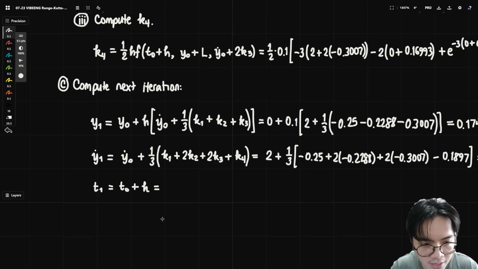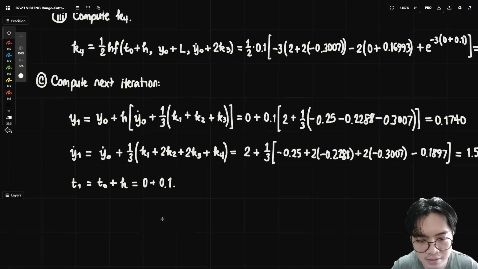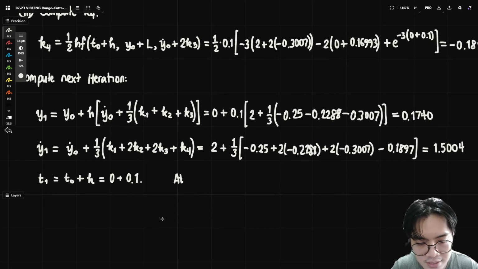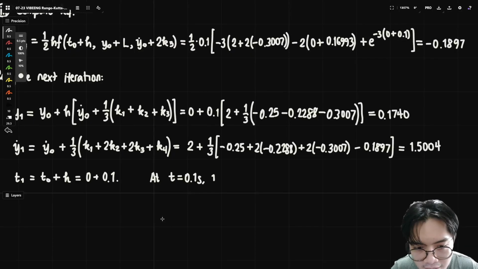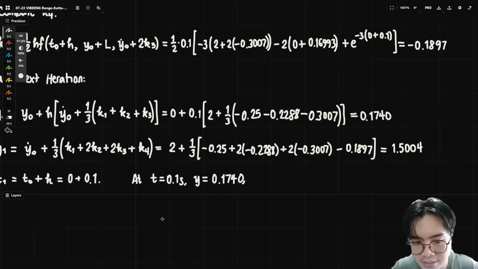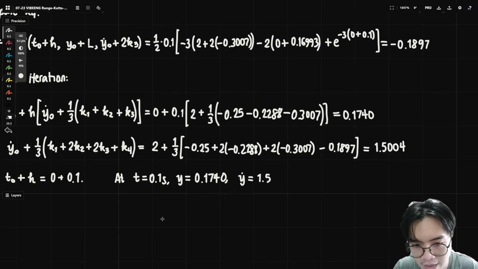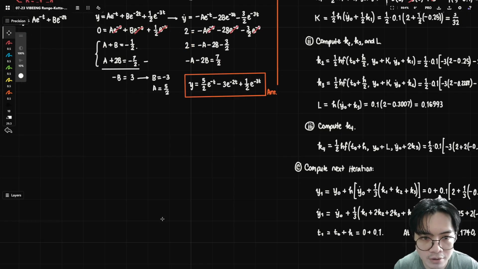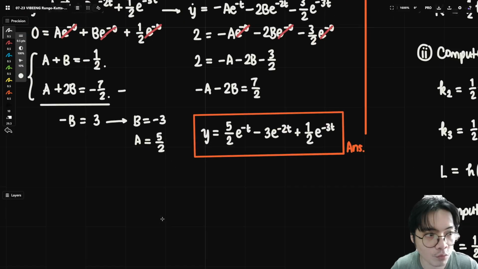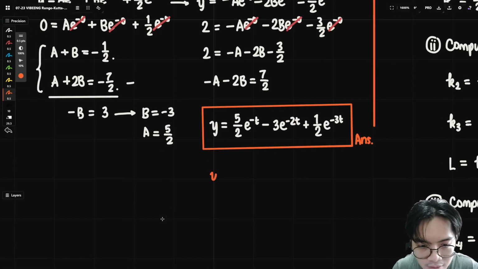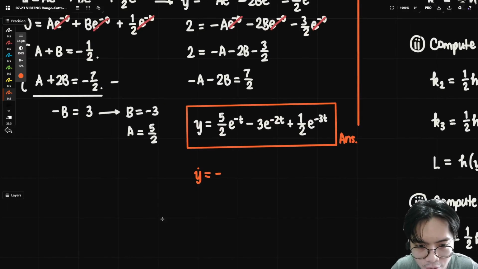That means, right, 0 plus 0.1. That means, ang sinasabi numerical at t equals 0.1 seconds, ang mangyayari sa ating y is 0.174. Mangyayari sa ating y prime will be 1.5004. Right? Okay. Let's try it out. Let's bump it against our value of y na analytical dito. And let's also just derive it for good measure.